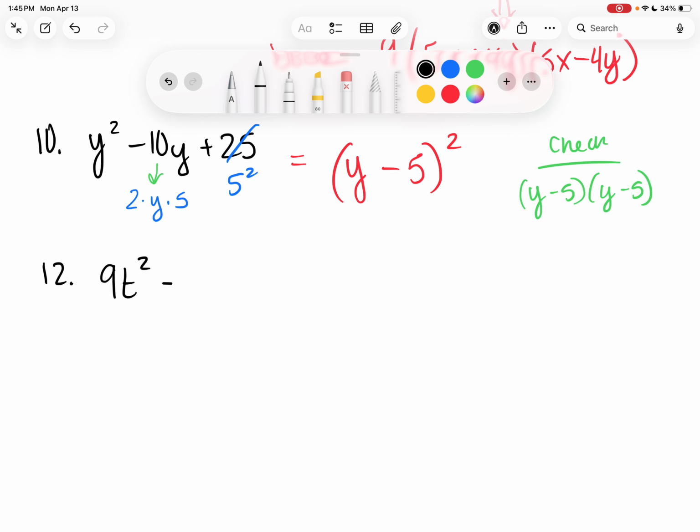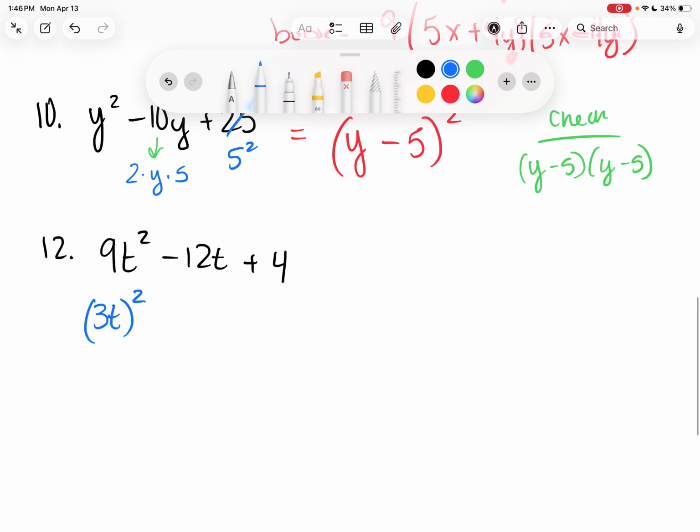9t squared minus 12t plus 4. All right, so again, the whole first term has to be something squared. So 9 is what squared? 3 squared. So I'm going to rewrite this as 3t all squared. And then over here, 4 is what squared? 2 squared. So then the middle term is 2 times the first term, so times 3t, that gives me 6t, times the last term 2, that's 12t.